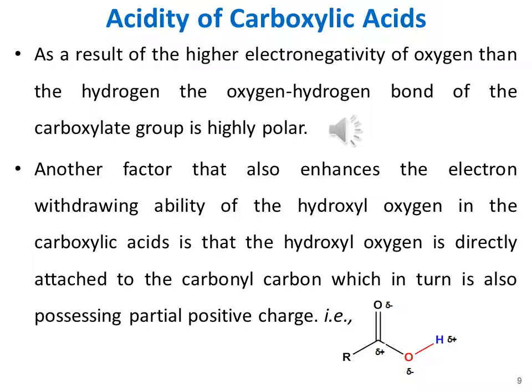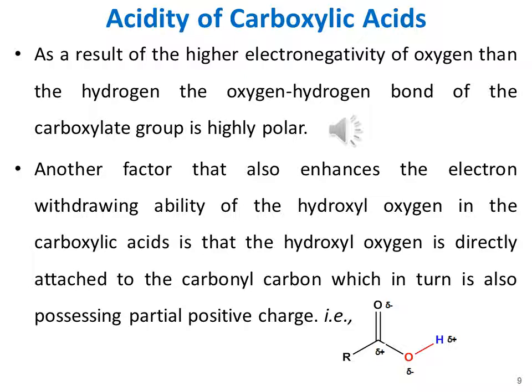Another factor that also enhances the electron withdrawing ability of the hydroxyl oxygen in the carboxylic acid is that the hydroxyl oxygen is directly attached to the carbonyl carbon, which in turn also possesses a partial positive charge. This carbonyl carbon has the tendency to withdraw electrons from the other bond. So the oxygen also has electron withdrawing ability, so it withdraws the electron from the hydrogen, and this oxygen is in turn directly attached to an electron deficient carbon atom, which is in turn attached to the carbonyl oxygen, which has a partial negative charge.